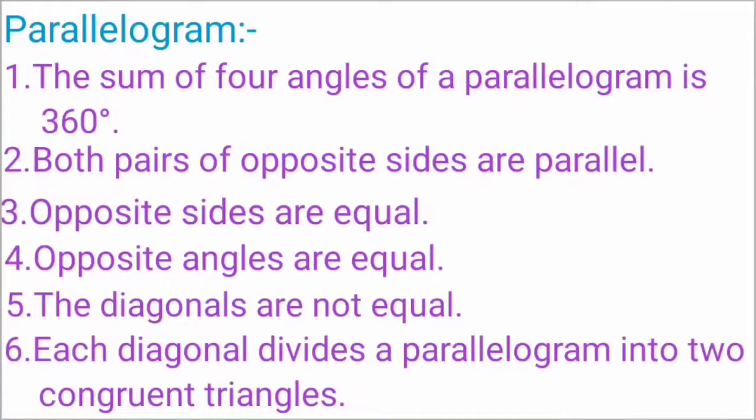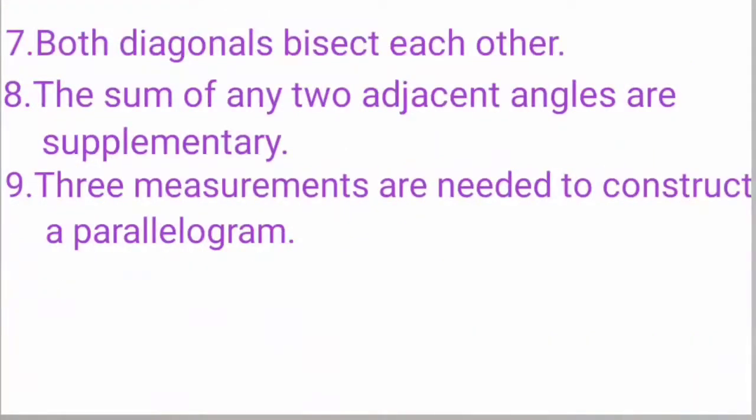The properties of the parallelogram are: the sum of 4 angles of a parallelogram is 360 degrees. Both pairs of opposite sides are parallel. Opposite sides are equal. Opposite angles are also equal. The diagonals are not equal. Each diagonal divides a parallelogram into 2 congruent triangles. Both diagonals bisect each other. The sum of any 2 adjacent angles is supplementary. 3 measurements are needed to construct a parallelogram.